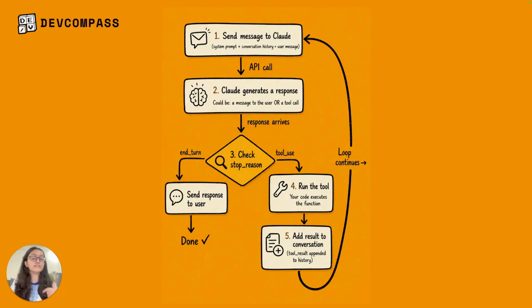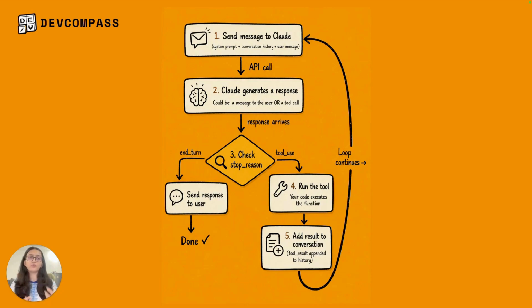And that result is now part of the context Claude will see on the next call. And then look at the curved arrow on the screen, the one that sweeps back to the top, which says the loop continues. So you go back to step 1, right?